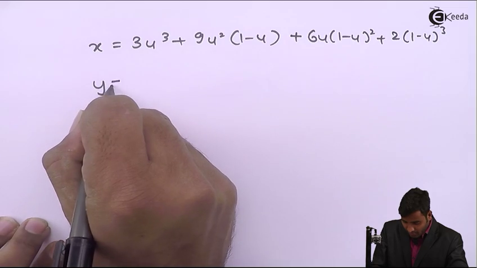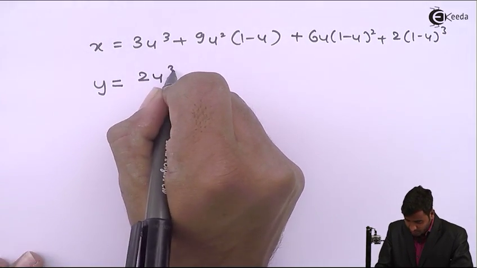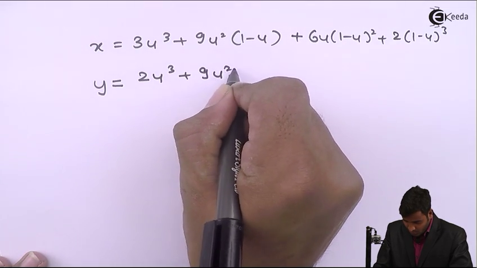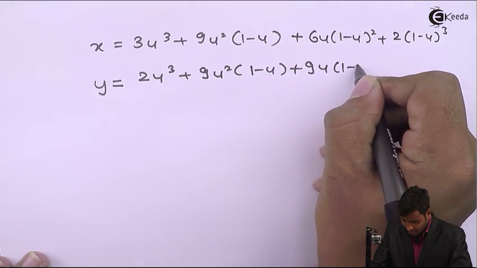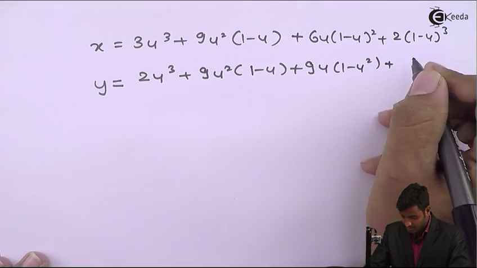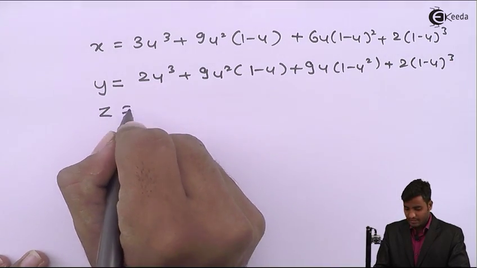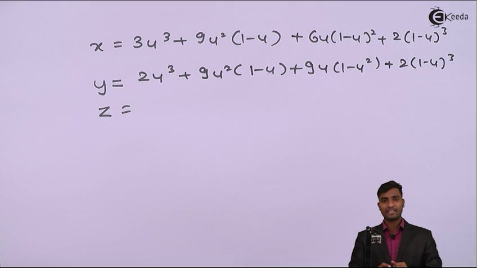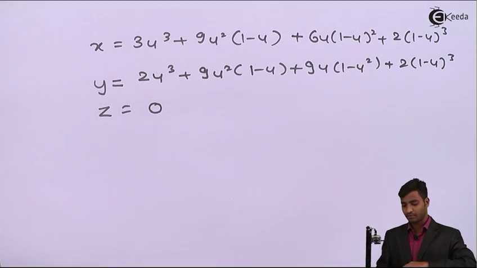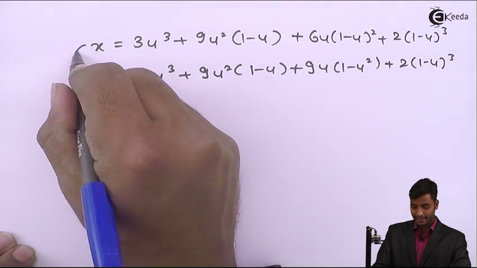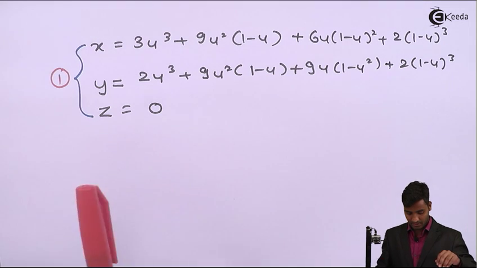Now we will see the equation for y, which will be 2u³ plus 9u²(1 minus u) plus 9u(1 minus u)² plus 2(1 minus u)³. Since the value for z1, z2, z3 and z4 is 0, the whole term will become 0. The whole equations I will write as equation 1.